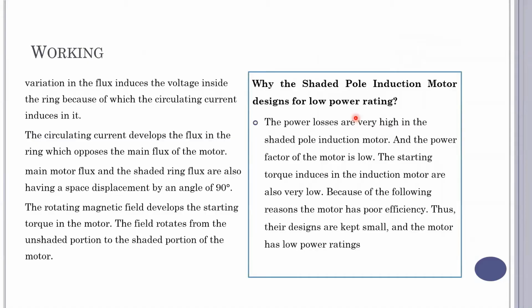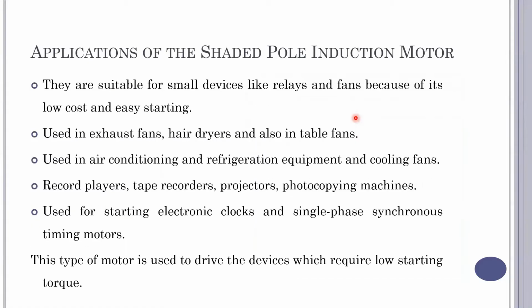And this shaded pole induction motor is suitable only for small devices like relays and fans, which are easy to start. And we use it in exhaust fans, hair dryers, and also in table fans, and in air conditioners, and a few other applications are also listed here.